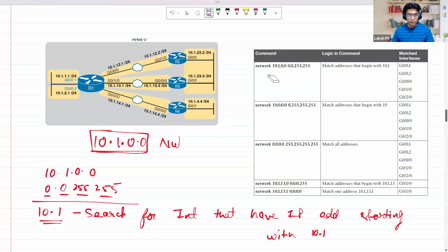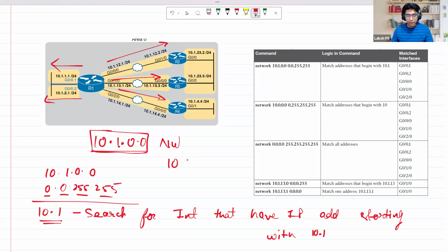So with this, what is happening? It is sending information about the 10.1.0.0 network through these interfaces. It is not talking about the 10.1.24 network slash 24. No, it is talking about 10.1.0.0 slash 16.